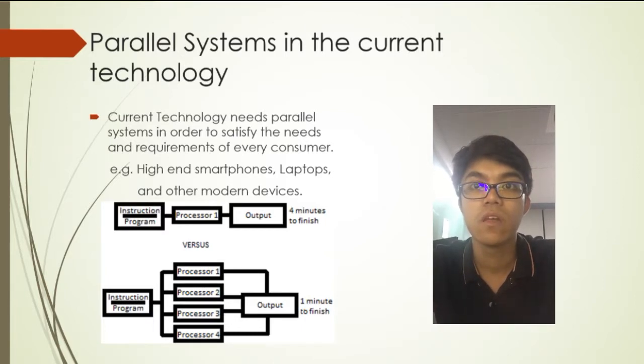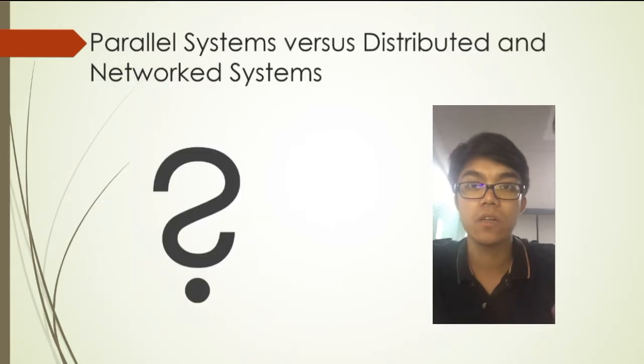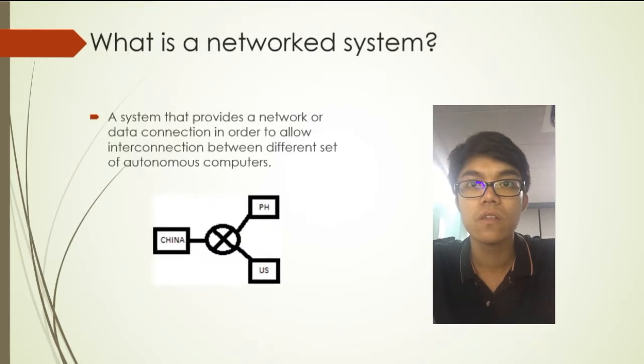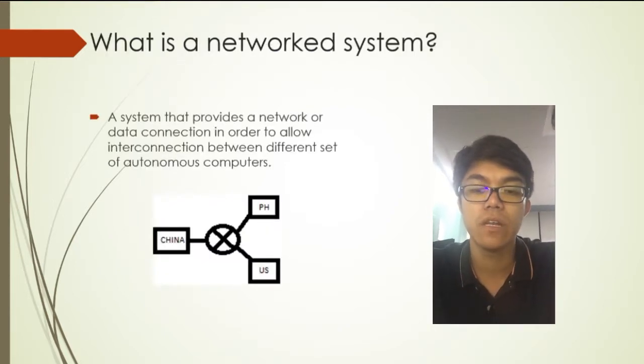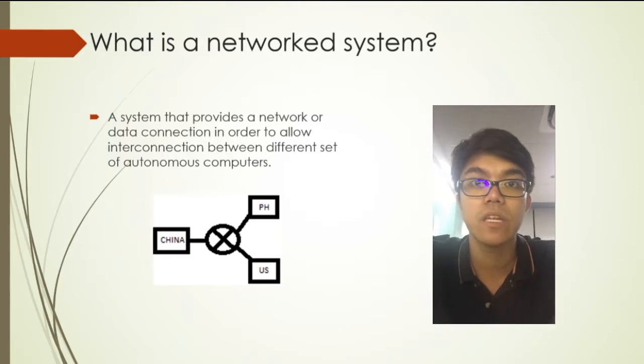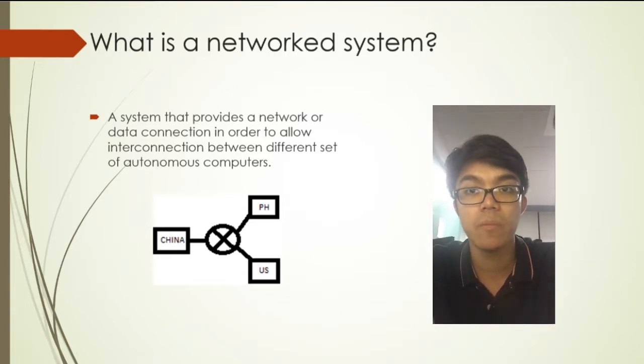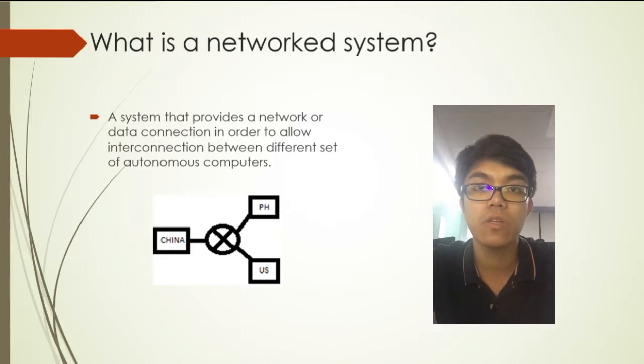Now, let's compare the parallel system versus distributed and network systems. What is a network system? A network system is a system that provides a network or data connection in order to allow interconnection between a set of autonomous computers. Here's an example of a network. We have a router in the middle, and then we have the Philippines, US, and China connected to that particular router. They can connect with each other since they are a network system.